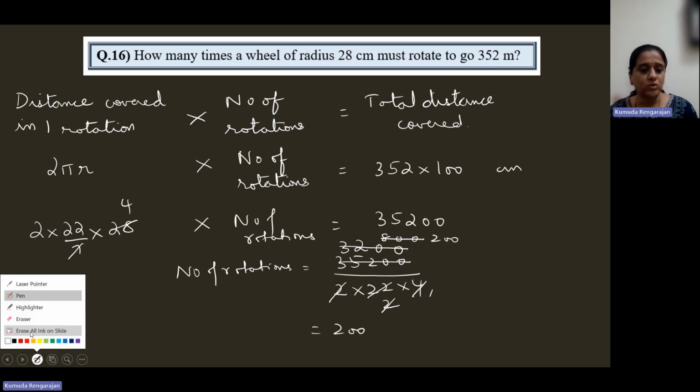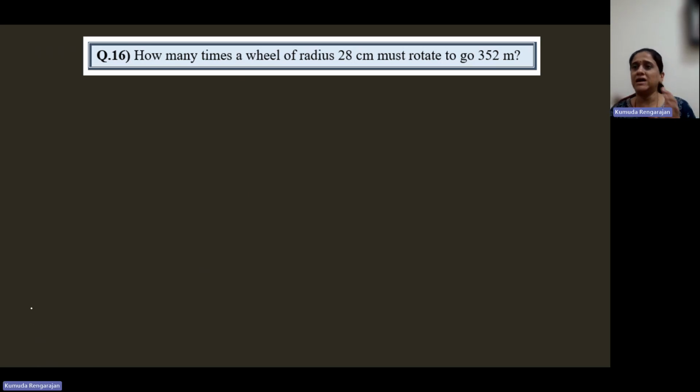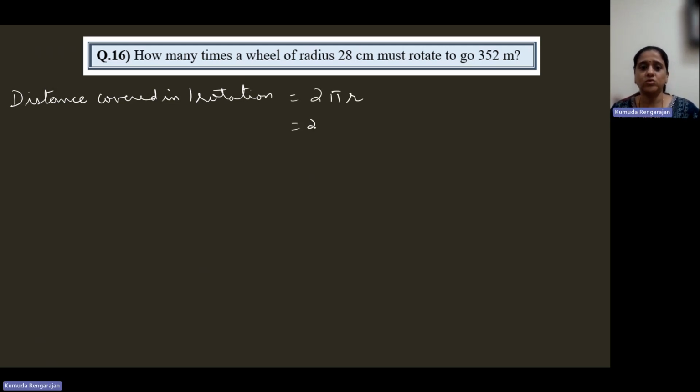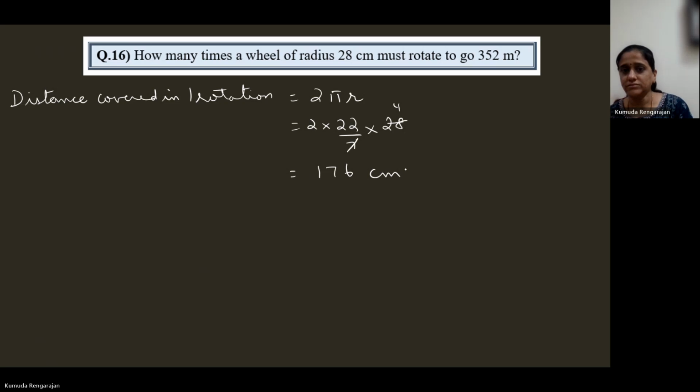Now, what you can also do is, what are the different parts in the formula? Distance covered in one rotation, then number of rotations, then total distance covered. Let's find them one by one. What's the first thing in the formula? Distance covered in one rotation. Distance covered in one rotation is equal to what? 2 pi r. So it is 2 into 22 by 7 into 28. So 7 fours are 28, so it's 44 into 4, 176 centimeter.